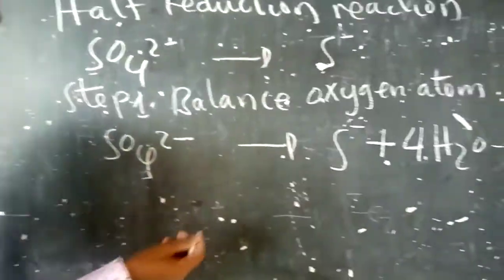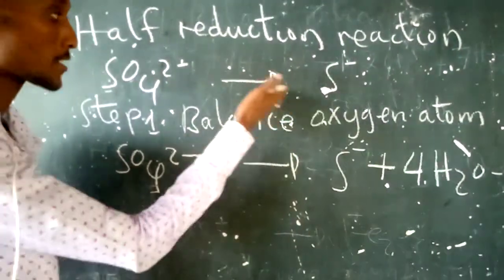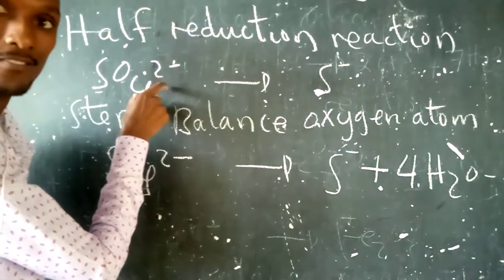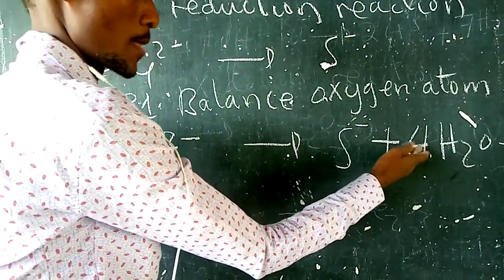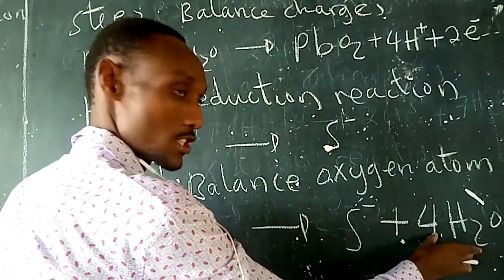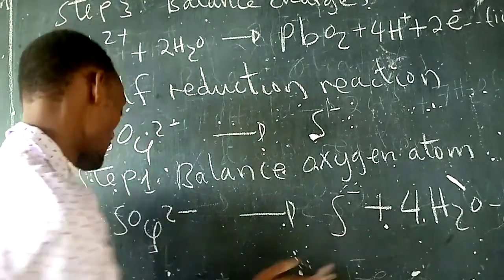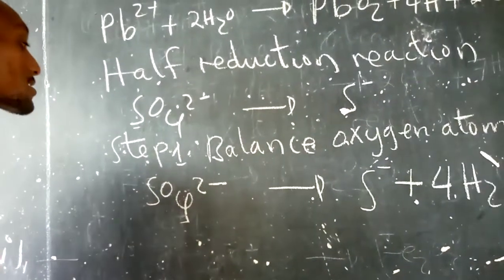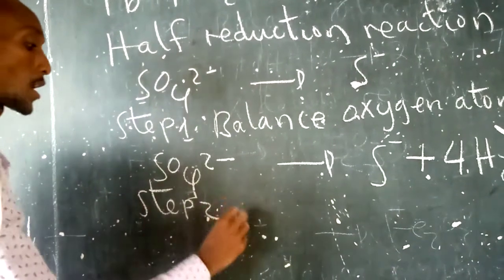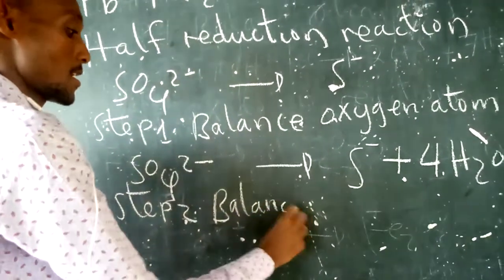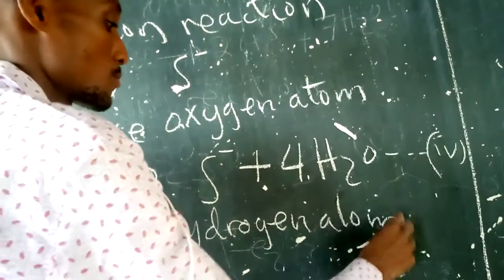When you look here, something has appeared: hydrogen atoms, because at first we didn't have hydrogen in the first equation. In this equation we have 4 times 2, so 8 hydrogen atoms in the product side, but in the reactant side there is no hydrogen atom. So step 2, we are going to balance hydrogen atoms.